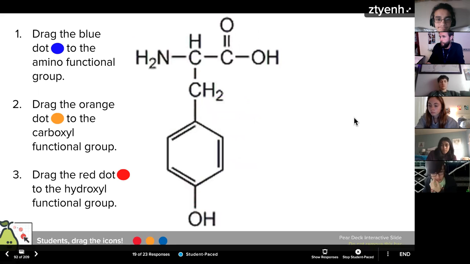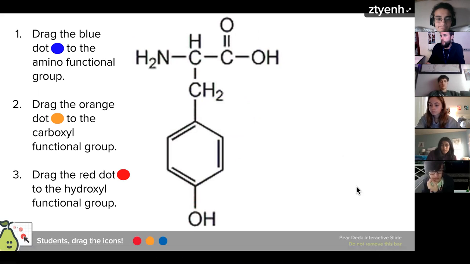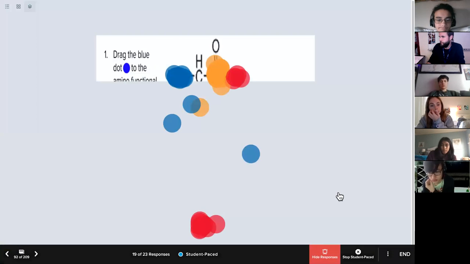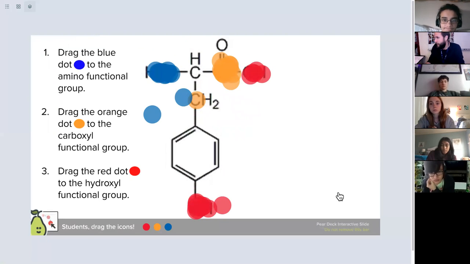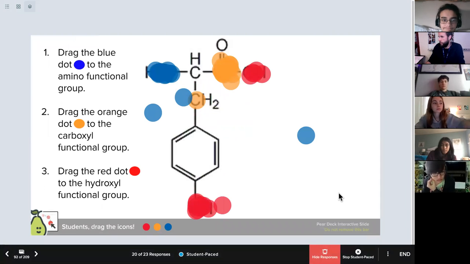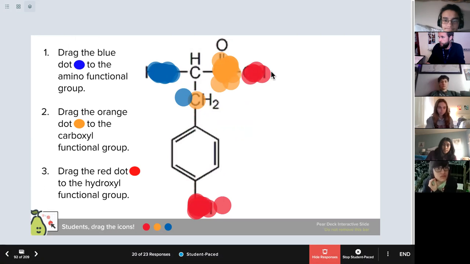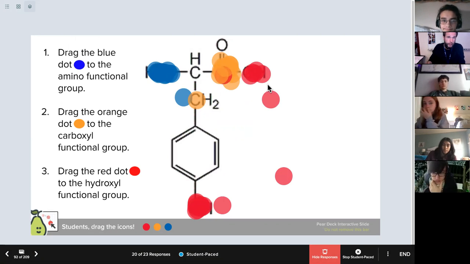Blue for the amino, orange for the carboxyl, and then red for the hydroxyl. Looks good. Some dots are still dragging. So blue for the amino is the NH2 group, very nice. And then the carboxyl group in orange, C double bond O, OH. Looks like some people dragged their red dot to the OH that's part of the carboxyl. You want to be careful there.